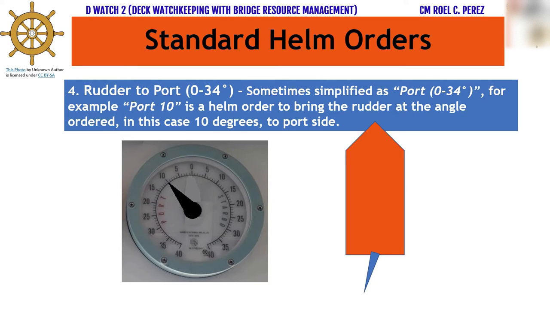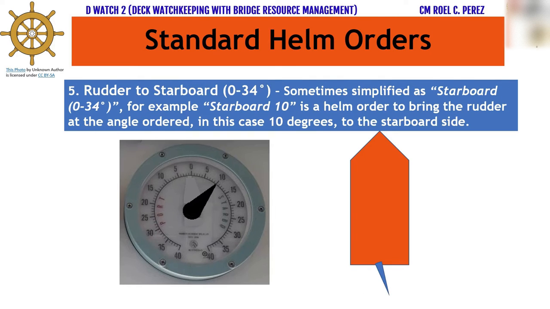Number 4. Rudder to port, 0 to 34 degrees, sometimes simplified as port 0 to 34 degrees. For example, port 10 is a helm order to bring the rudder at the angle ordered, in this case 10 degrees to port side. Number 5. Rudder to starboard, 0 to 34 degrees, sometimes simplified as starboard 0 to 34 degrees. For example, starboard 10 is a helm order to bring the rudder at the angle ordered, in this case 10 degrees, to the starboard side.